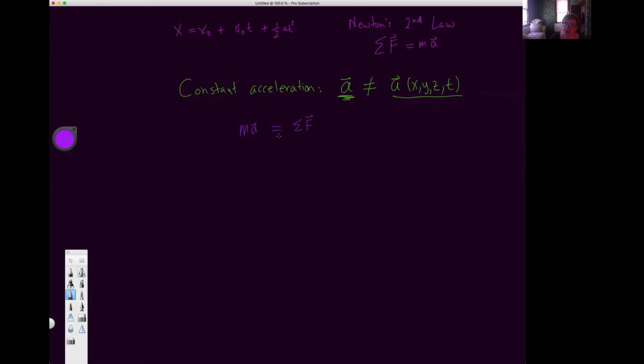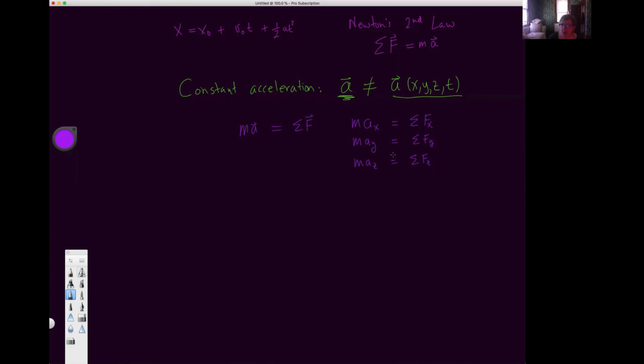So this is actually three equations. Let's look at mass times the x component of the constant acceleration. That, of course, is going to be the sum of the forces in the x direction. And we get a second equation: m times the acceleration in the y direction is going to be the sum of the forces in the y direction, and m times the acceleration in the z direction will be the sum of the forces in the z direction. So Newton's second law here is actually three equations.